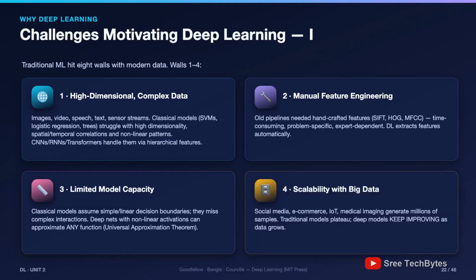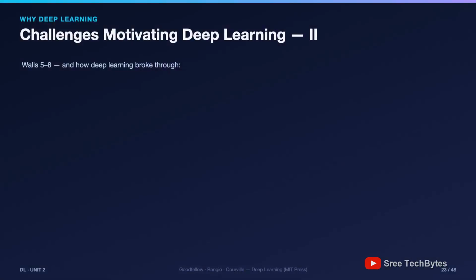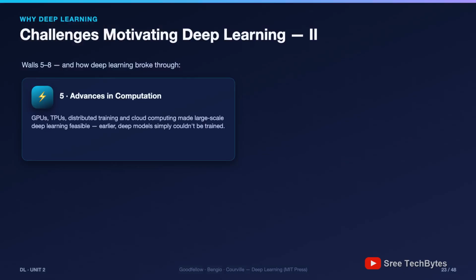And 4. Scale. Social media, e-commerce, medical imaging generate millions of samples. Traditional models plateau as data grows. Deep models keep improving. That difference in the scaling curve alone explains the industry's pivot. Challenges 5 through 8 and how deep learning broke through.